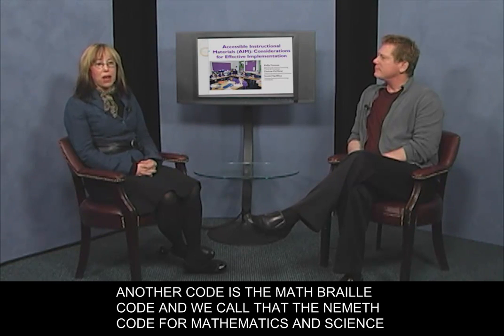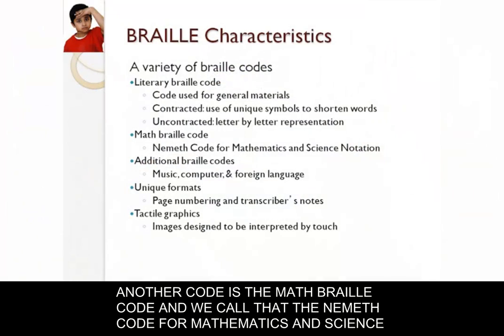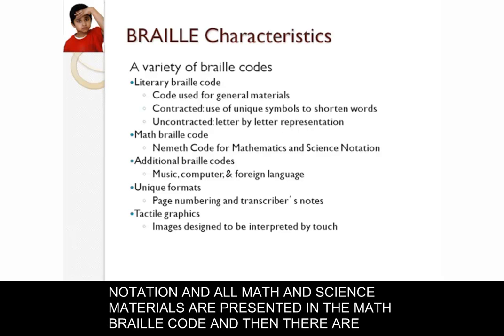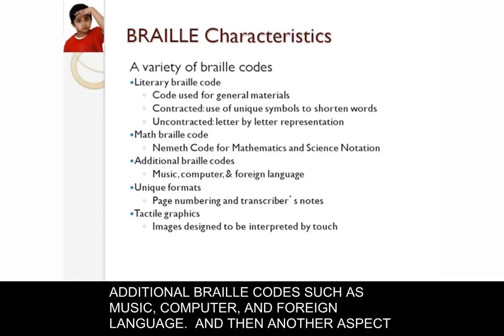So another code is the Math Braille code, and we call that the Nemeth code for mathematics and science notation. And all math and science materials are presented in the Math Braille code. And then there are additional Braille codes, such as music, computer, and foreign language.